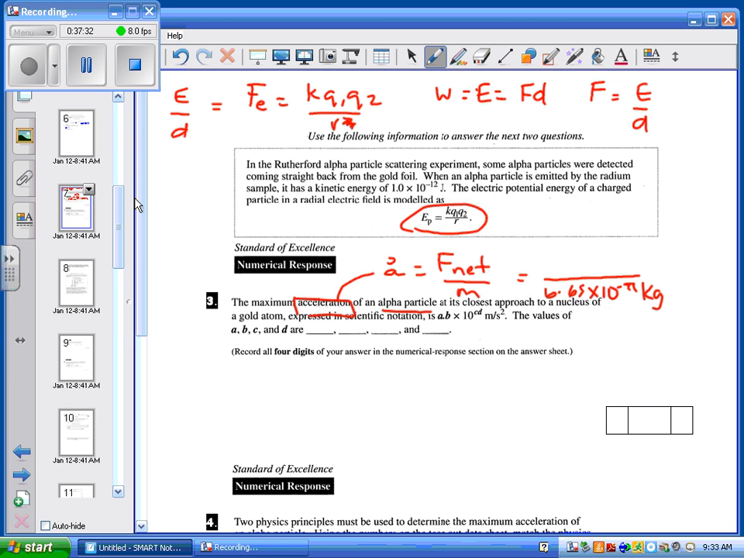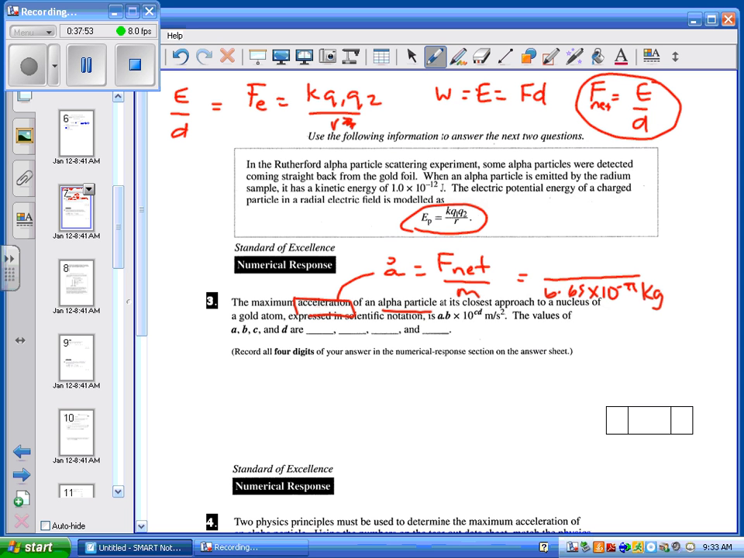Okay. So now, the way to get F net is really going back and using that formula there, that F net is energy over the distance that it goes. And so when the alpha particle is emitted by the radium sample, that's its kinetic energy.